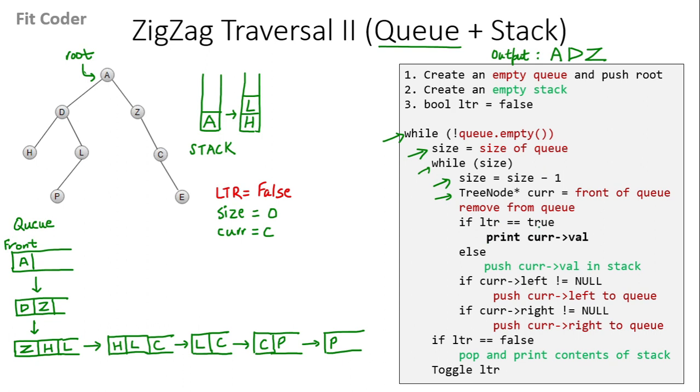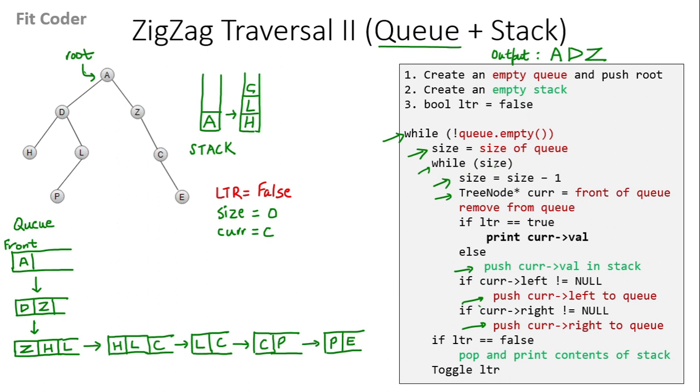Then we check value of LTR. LTR is false. We come in the else part. We push value of current in the stack. So we push C in the stack. And then we check left of C. So left of C is null. And then we check right of C. So right of C is E. We push E in the Q.